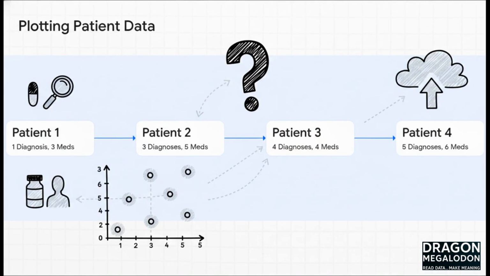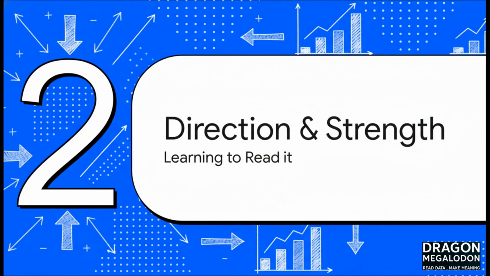Okay, let's actually build one right now. Let's pretend we're asking, does having more diagnoses mean a patient takes more medications? We take patient 1, who has 1 diagnosis and 3 meds, and we put a dot on the graph. Then patient 2, patient 3, patient 4, and boom, a picture starts to form from the data. That's our scatter plot.